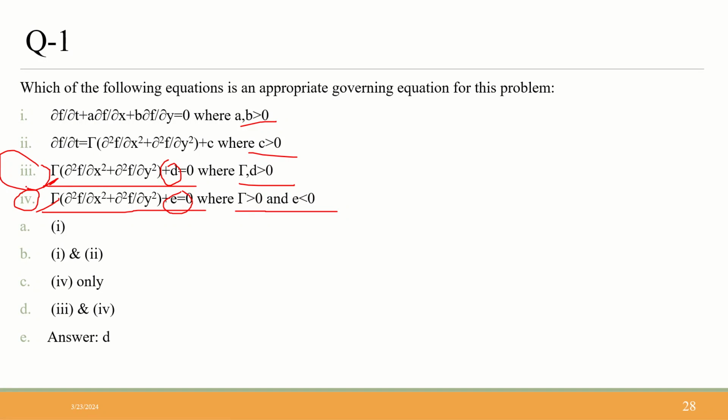In the question it is mentioned that we are solving for the Poisson equation, therefore options 3 and 4 are right. Option A, 1 false. Option B, 1 and 2 false. Option C, 4 only: 4 is true but it is not 4 only. Therefore the right answer is option D, that is 3 and 4.